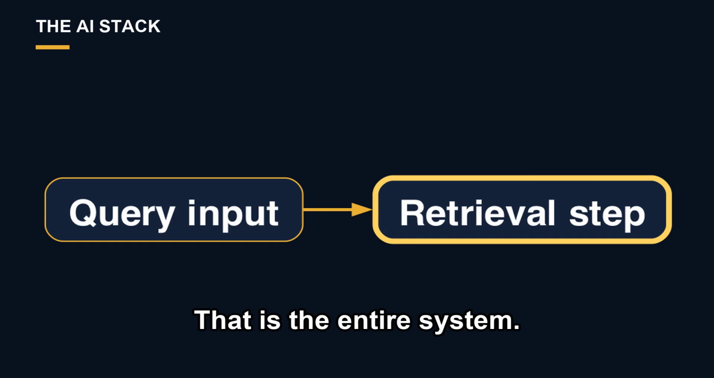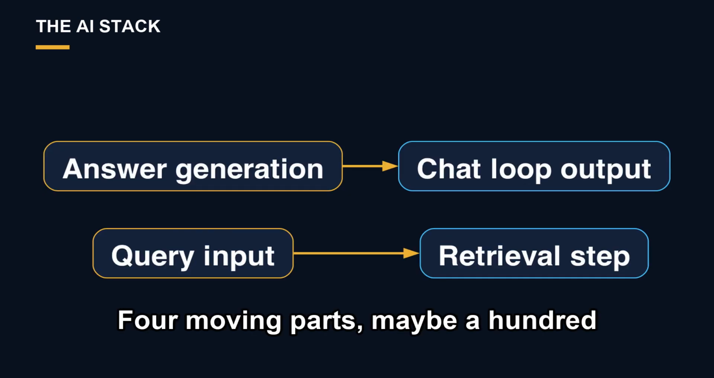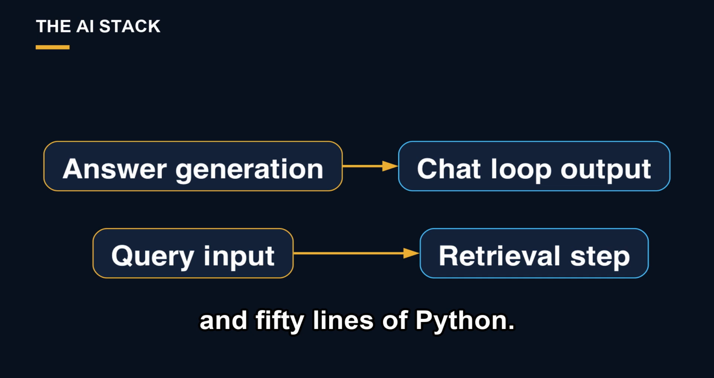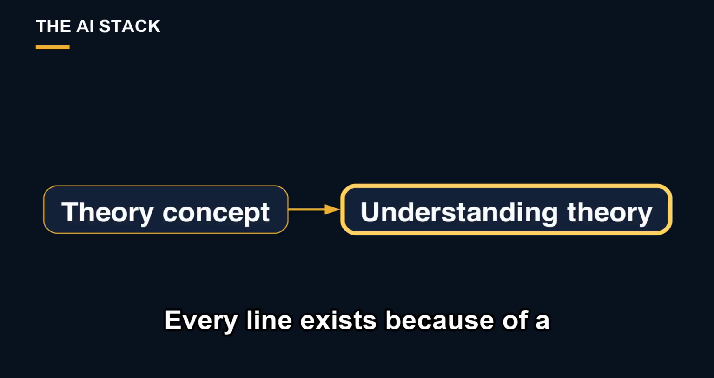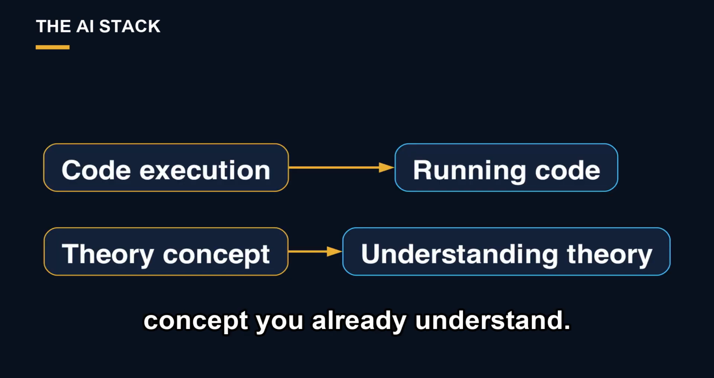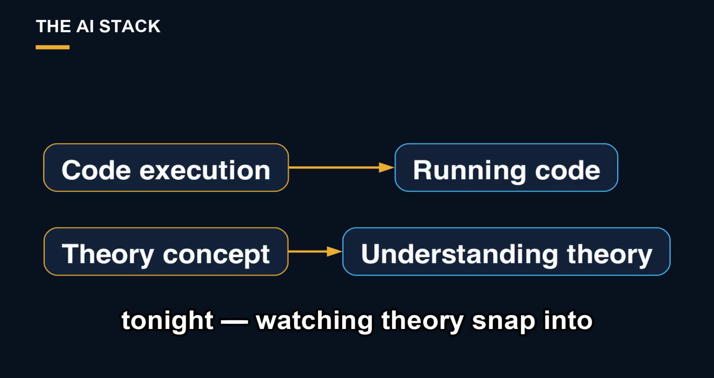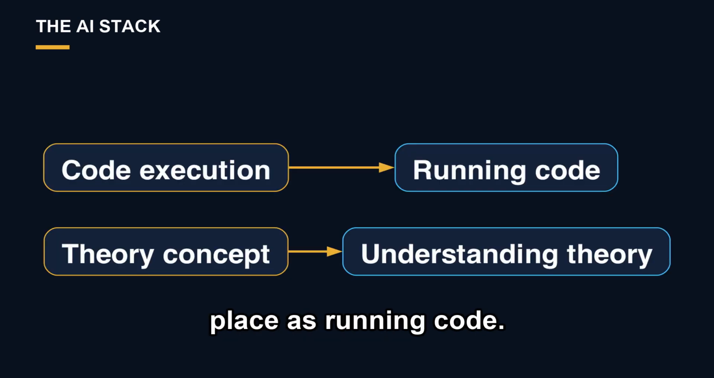That is the entire system. 4 moving parts, maybe 150 lines of Python. And none of it is boilerplate. Every line exists because of a concept you already understand. That is the real point of tonight, watching theory snap into place as running code.